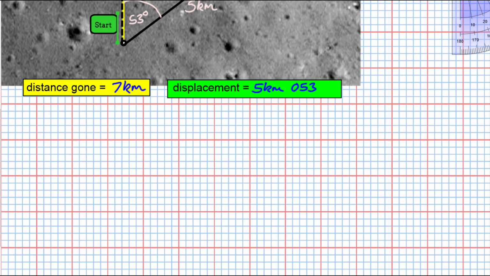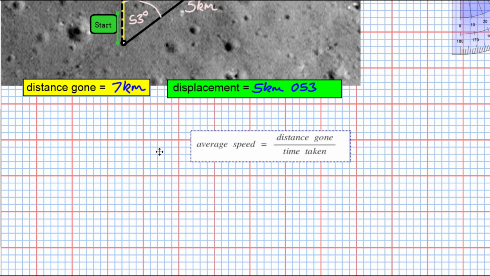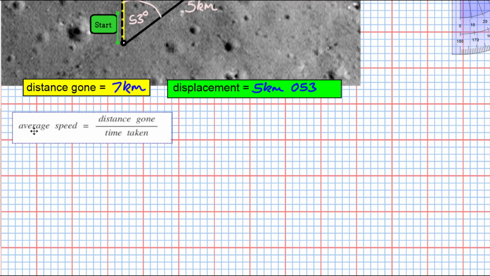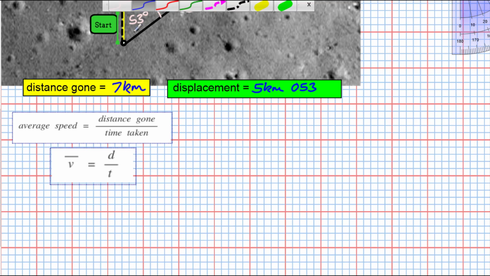So now let's try and work out the velocity and the average velocity and the average speed. Now we know from our equation work that the average speed is the distance gone over the time taken. We can write down a formula like that. And the formula reads V bar equals distance over time taken. Remember, the bar signifies an average speed.